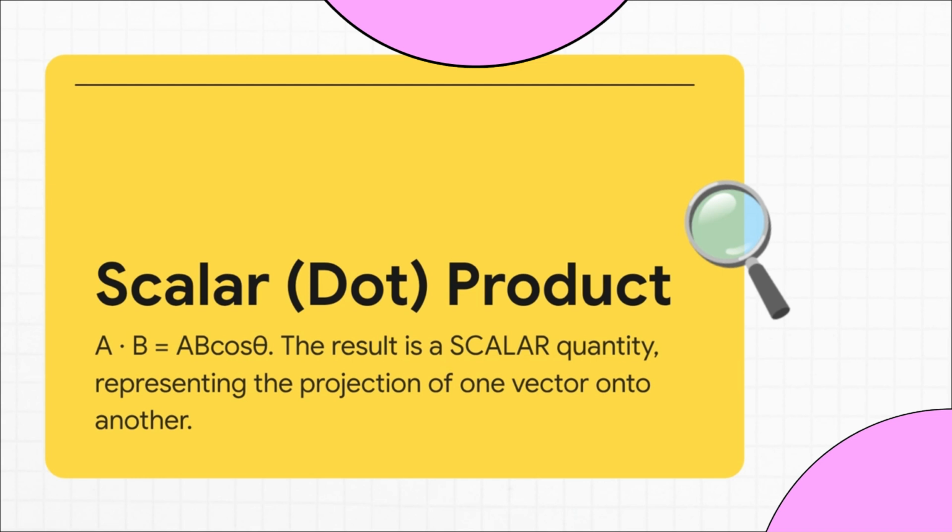Now, pay attention to the name: scalar product. The result you get is a scalar. It's just a number, no direction. This is super useful for finding things like work, which you get by taking the dot product of force and displacement. It basically tells you how much one vector is acting in the same direction as another.